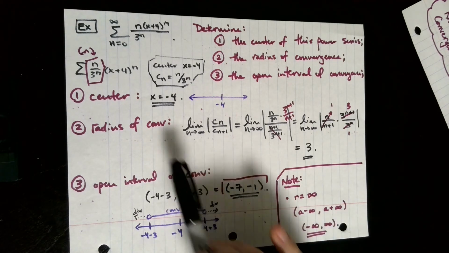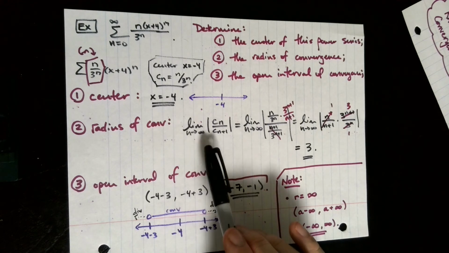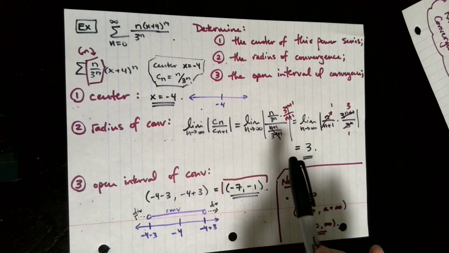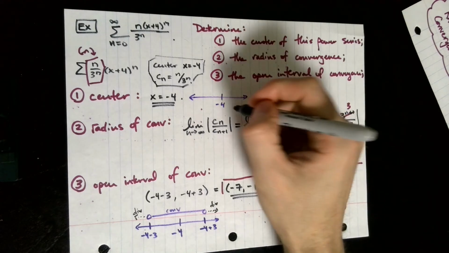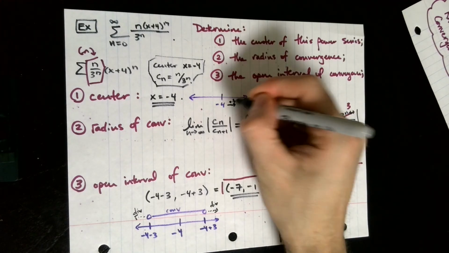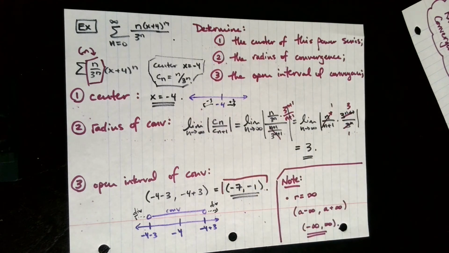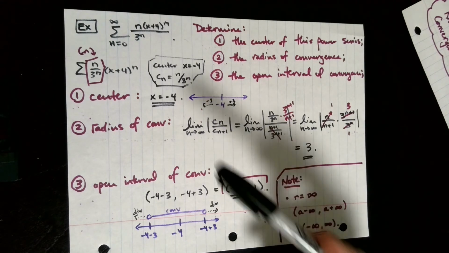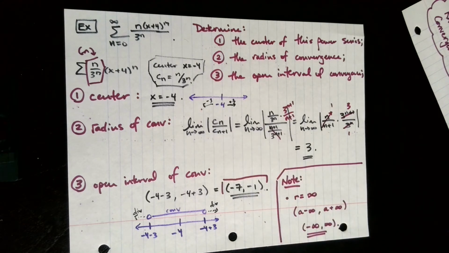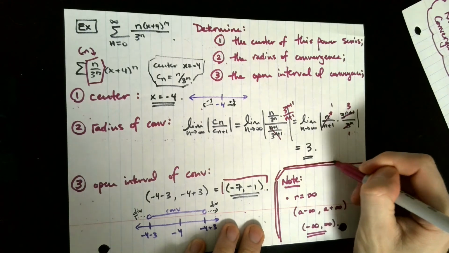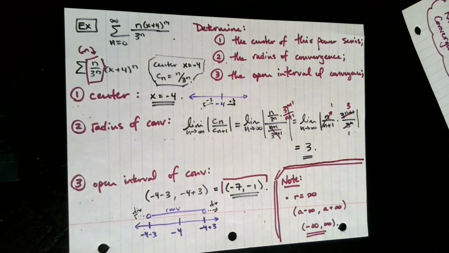How did we get that? We identified the center. We used our formula for the radius of convergence, and then we just used that notion of radius of convergence to go 3 units to the right by adding 3, and 3 units to the left by subtracting 3. It's that simple to get your open interval of convergence once you know the center and once you know the radius. Okay, having gone through this example and having worked out all of the information that we did, I just want to add one additional note.